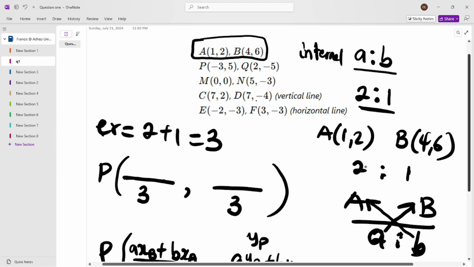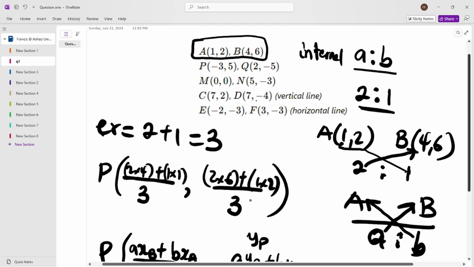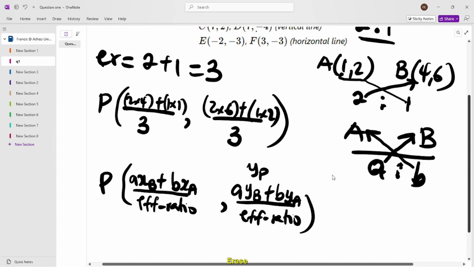So when you do it like this, for the X value, you use the 2 to multiply this, so that will be 2 times 4 plus this 1 will multiply the X value of this, that will be 1 times 1. Now you go to the Y side, you do the same: 2 times 6 plus 1 times 2. Now you solve this mathematically to get your final answer.